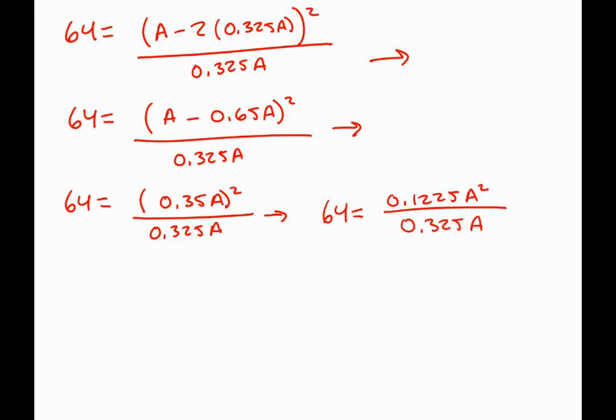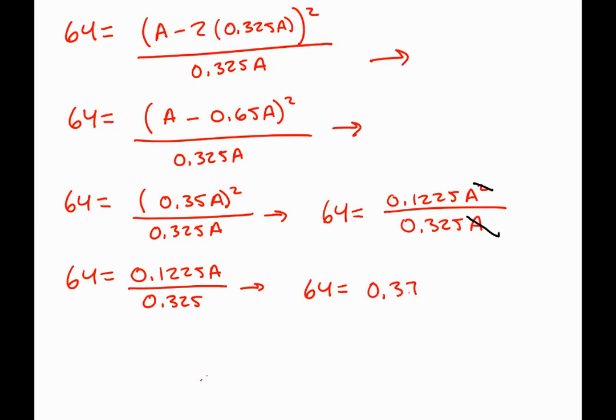0.325A. So what we have here is a factor of A squared on the top and a factor of A on the bottom. This factor of A on the bottom cancels out one of the two factors of A that you have on the top, and that simplifies things down a little bit and allows us to avoid a quadratic equation. 64 is equal to 0.1225A over 0.325. Now what you can do is evaluate this fraction, 0.1225 over 0.325 comes out to 0.376A. And lastly, divide the 0.376 on both sides.